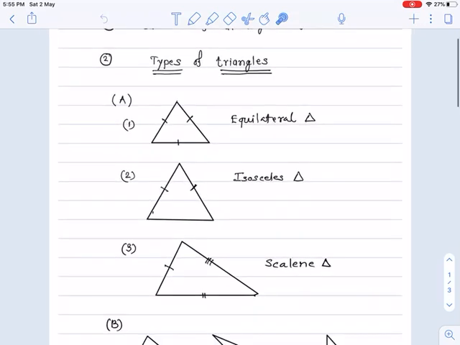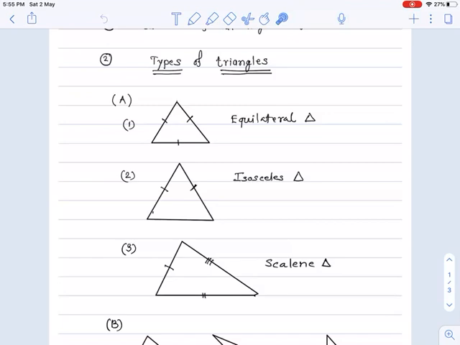Now the important part of this is types of triangle. Based on sides there are three types of triangle. One is equilateral triangle, second is isosceles, third one is scalene triangle. In an equilateral triangle all three sides are equal. If this is 3, then 3, 3, all three sides are equal.